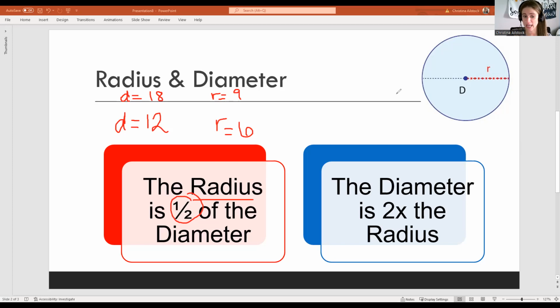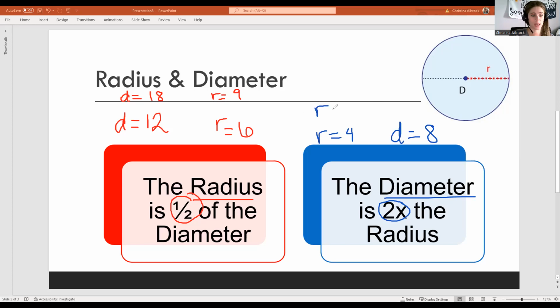Maybe you're given the radius and you need the diameter. So your diameter, since that's all the way across, that is 2 times the radius. So if you're given a radius of 4 and you want to find the diameter, you need to times that by 2. You need to double that. And 2 times 4 would be a diameter of 8.